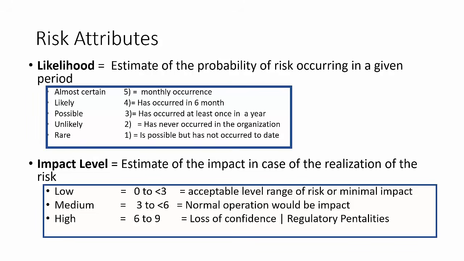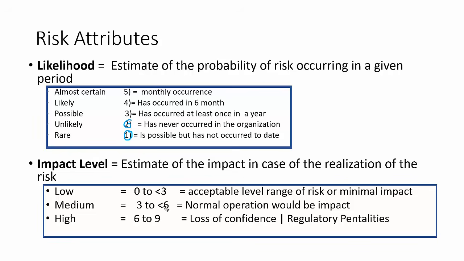So here you can see almost certain, like 5 monthly occurrence. So we give the rating 5. Likely is there, we give monthly has occurred in 6 months, so we give the rating 4. Possible is basically 3. Then we can see here unlikely happen at 2, and rare is basically 1. Where the impact is all about the impact in the case of realization of risk.